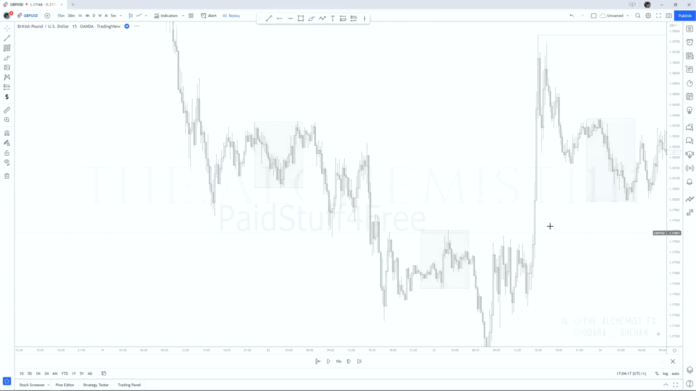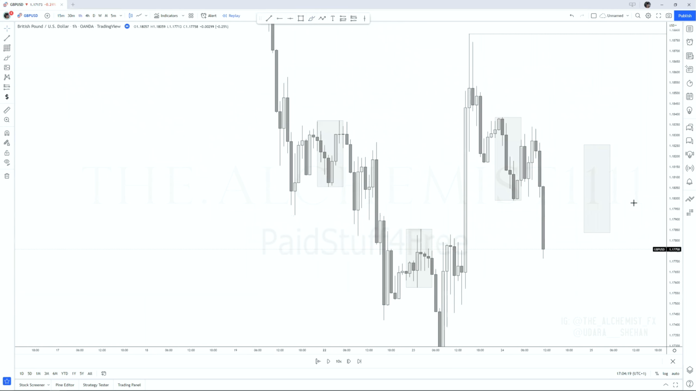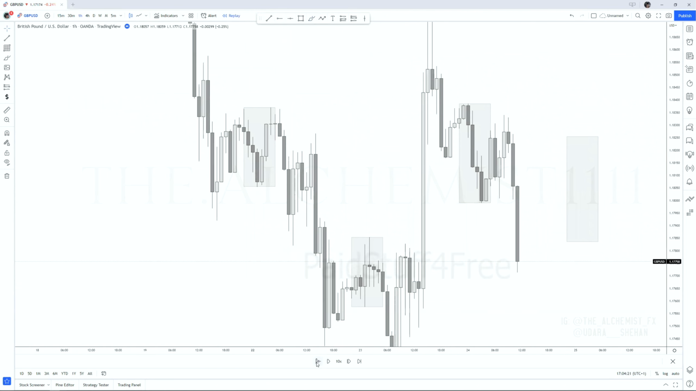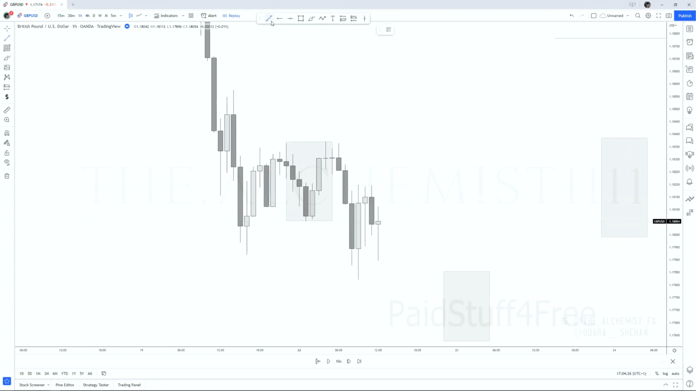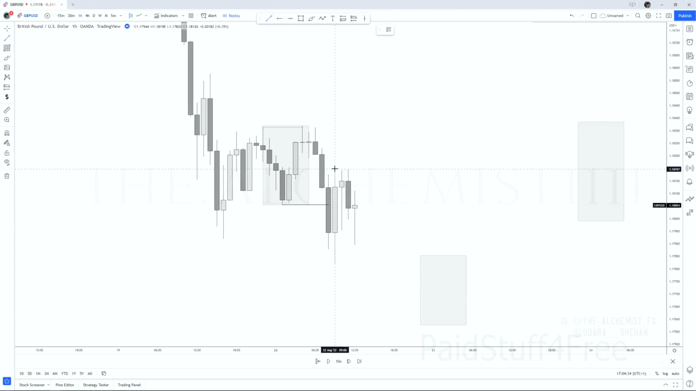Look at this. What has the Asian high done? The Asian high has created a strong high, right? Why? Liquidity taken out and a swing low is broken. Strong high, liquidity. Okay, and then we had a rejection block.